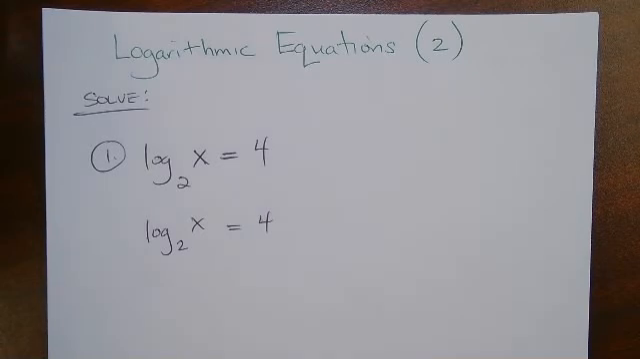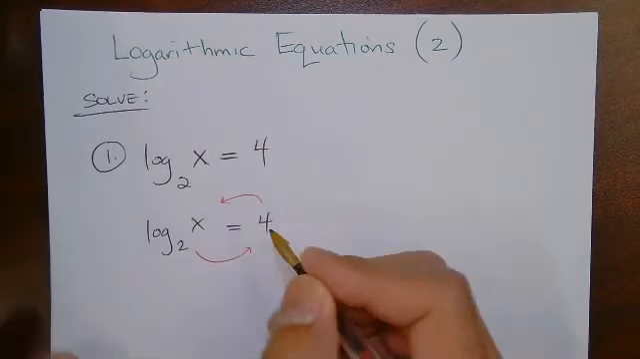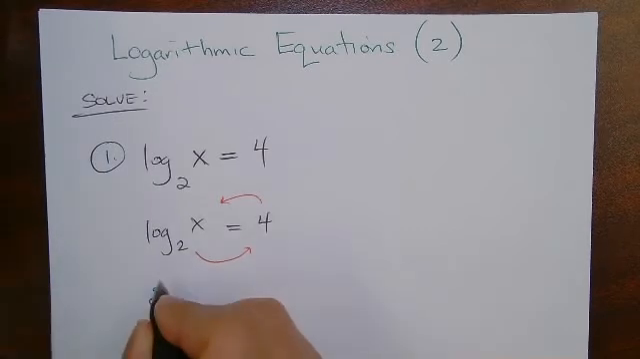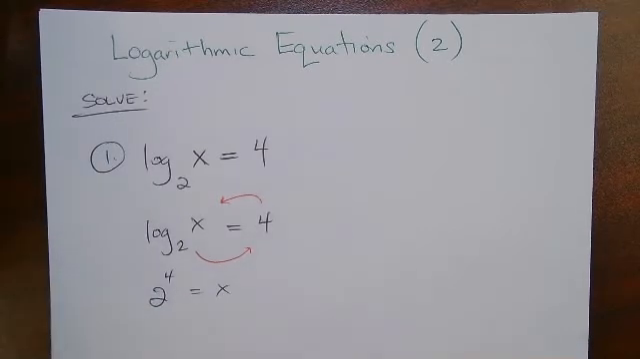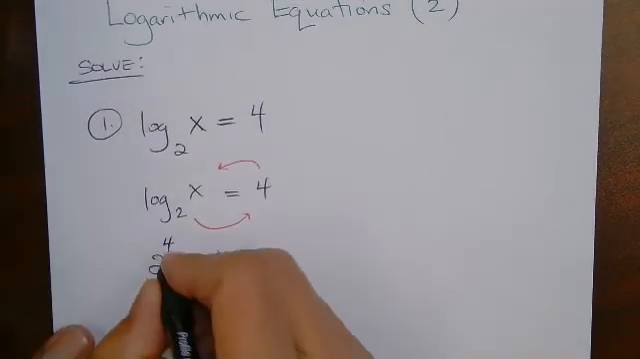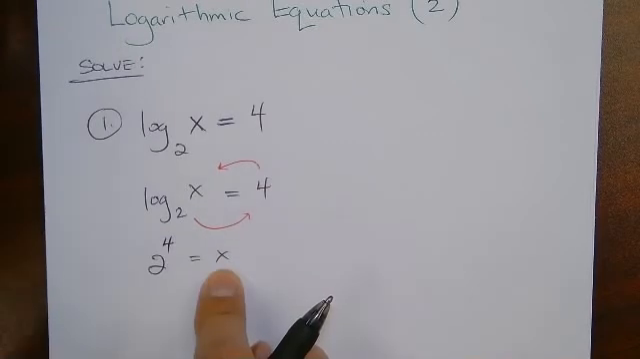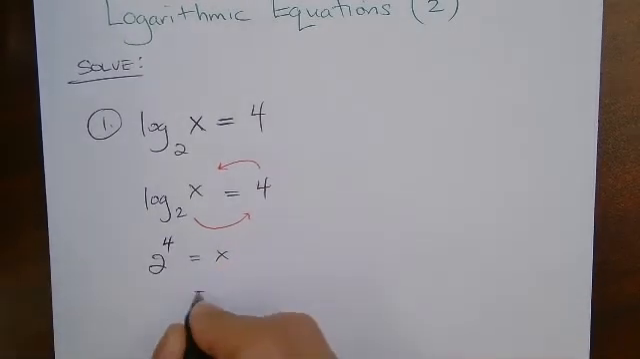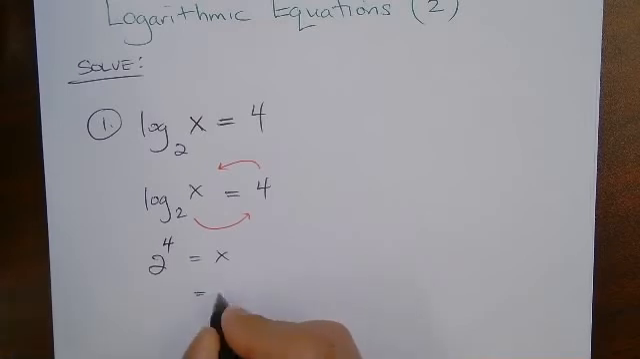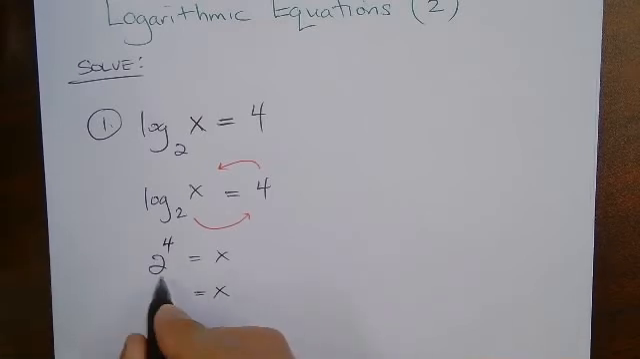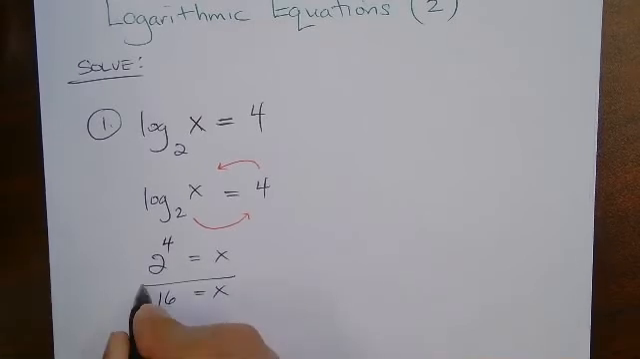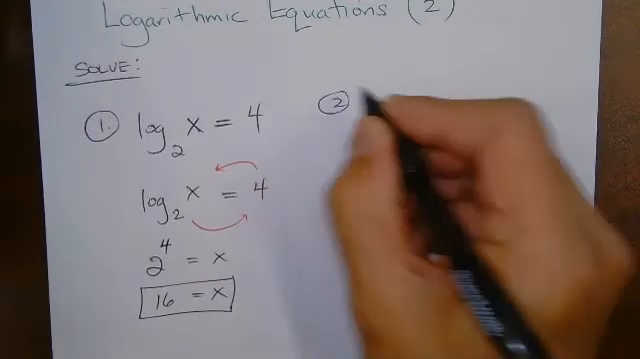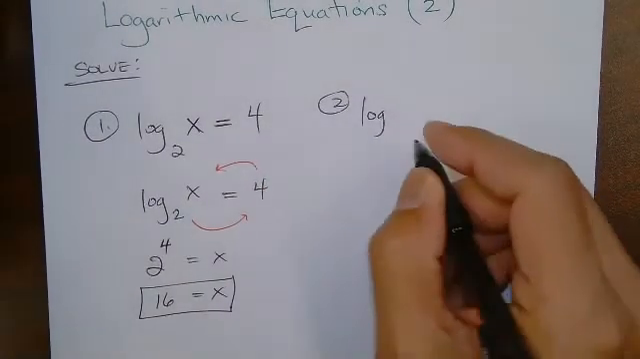We have learned to change this to exponential form. This one's an easy one, right? This is going to be 2 to the power of 4 is equal to x. And then your job is to solve for the variable. Make sure the variable is alone. Oh, look, it's already alone. Then the answer is whatever 2 to the power of 4 is. 2 to the power of 4 is not 8. It's 2 times 2 times 2 times 2, which is 16. And we've learned those. That's not new.